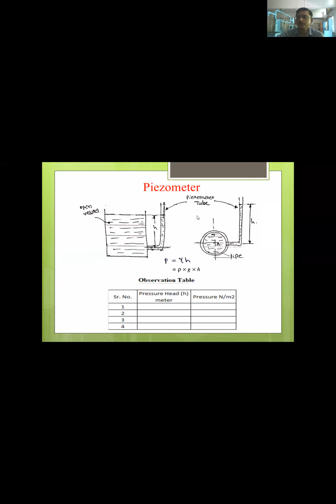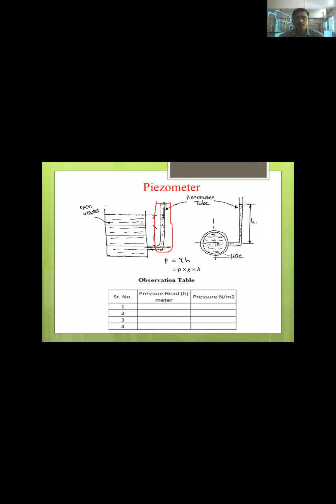Okay, you can see here. The piezometer, or sometimes it is also pronounced differently. Some people pronounce it one way, some people another. So this piezometer, you can see, is nothing but this transparent tube.